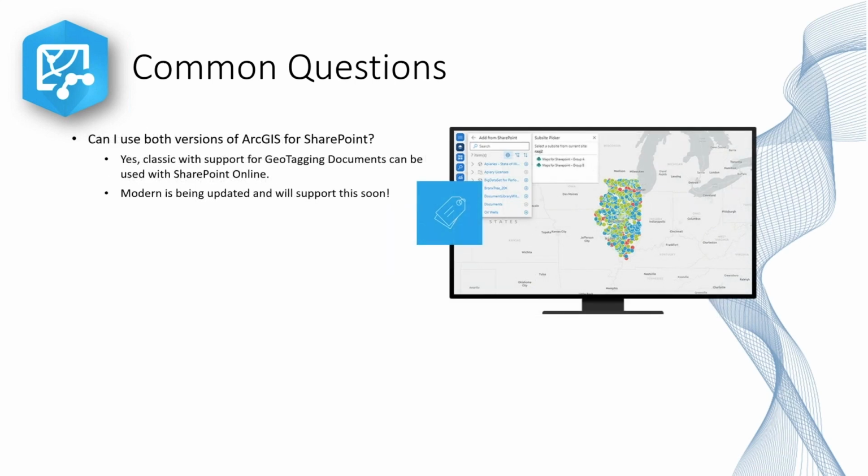Can I use both versions of SharePoint? Yes. Sometimes people are using classic to geotag documents because it's not there in modern right now, but modern is going to be updated to support this. I believe it'll probably be before the end of the year. So our goal is to get full feature parity in the modern experience. We're supporting SharePoint Online going forward. Maybe even do some things with SharePoint Online, can support Teams tabs and a lot of other cool creative things.